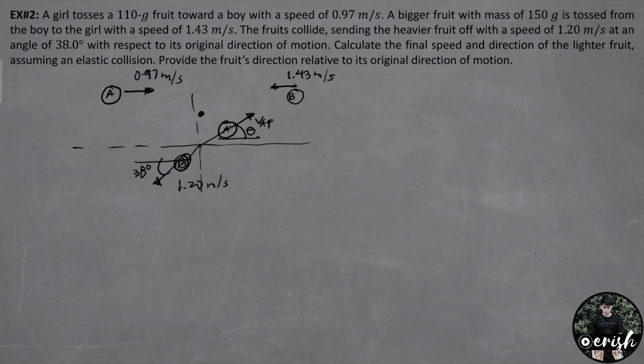After the collision naman, nag-move na yung fruit B with a speed of 1.2 meters per second and meron siyang angle na 38 degrees pababa below sa negative x-axis. And as a result, yung fruit B ngayon nasa momentum in the negative y direction. Meron ng momentum sa y direction. And to cancel this y momentum, yung fruit A must move in the direction that is above the positive x-axis.